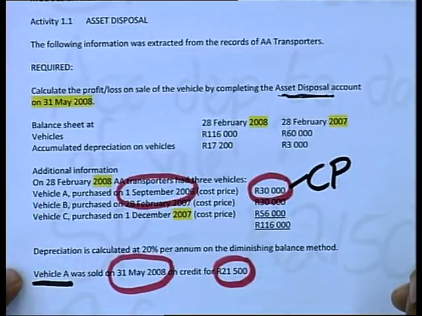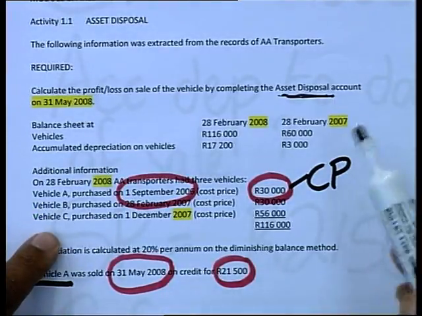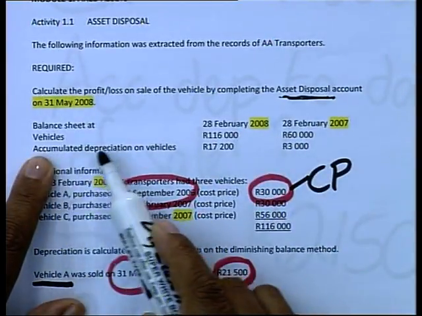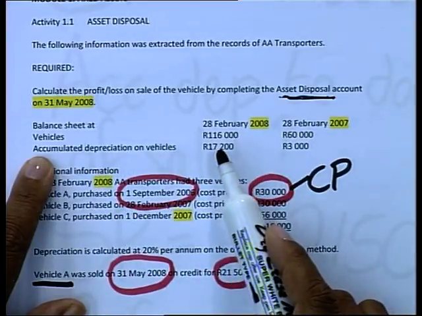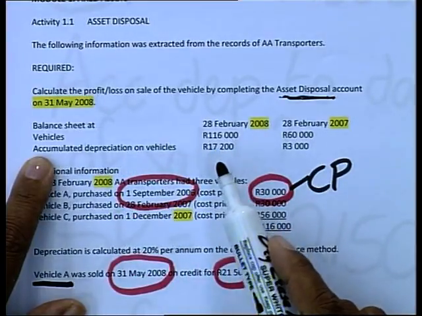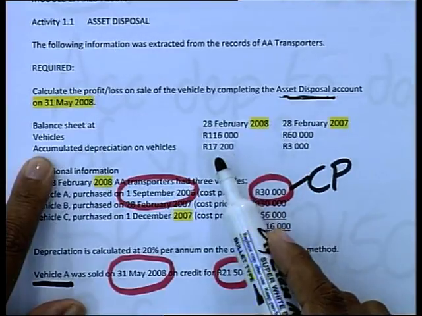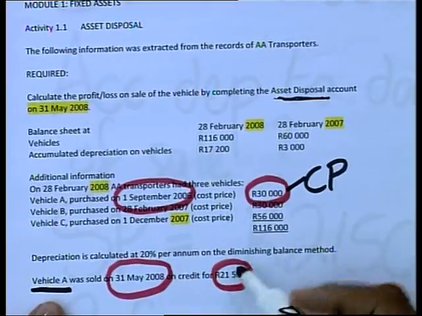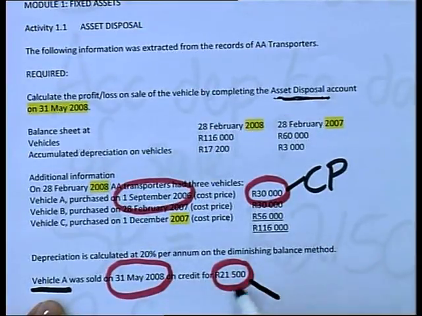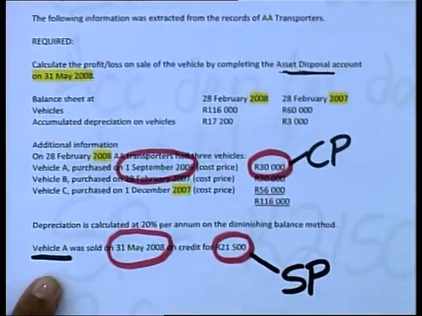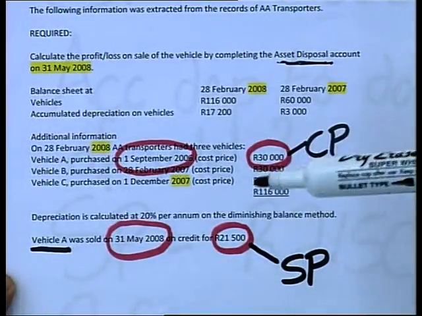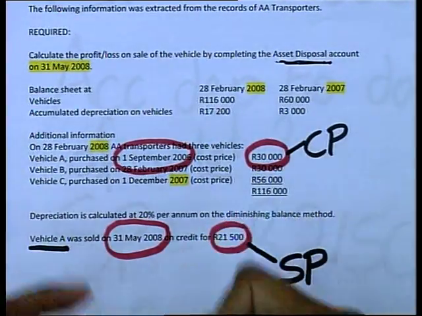That is given. Then I try to find the accumulated depreciation for vehicle A. I can't find it. Yes, I have accumulated depreciation there, but that's not for vehicle A. That is for all my vehicles. I want to sell vehicle A. Then I go and look for the selling price. Oh, there's the selling price. So that is my selling price. I don't have my profit or loss because I don't have step number 3. Okay.